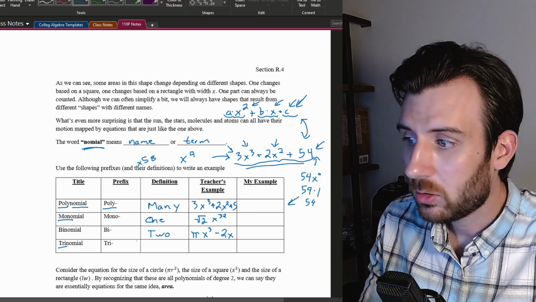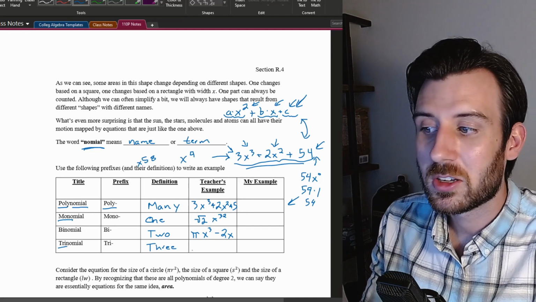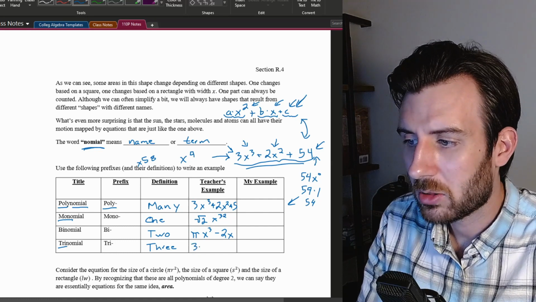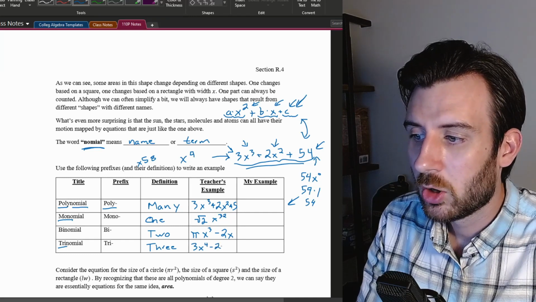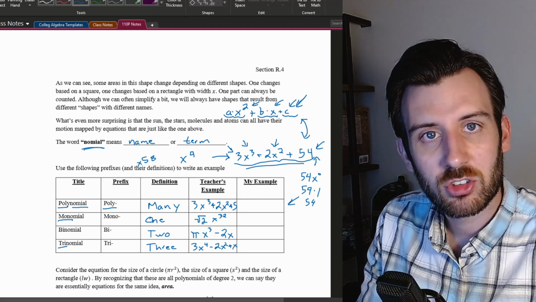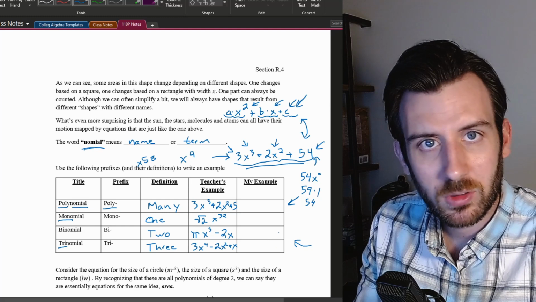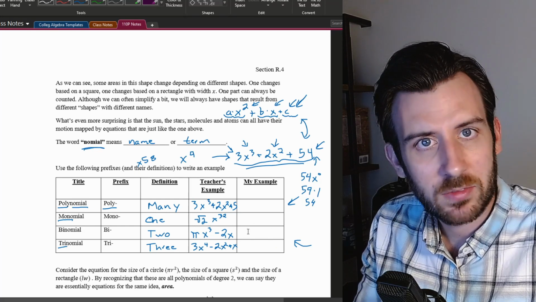Trinomial, like tricycle, means 3. So now I just simply need to have 3 of these shape numbers. I think I'm going to do something simple this time. So we'll do maybe like 3x to the 4th minus 2x squared plus. Those are 3 different shape numbers that are all being created. Come up with your own over here, and as we go through the lesson, come back to this and check to make sure that you've got good examples there when we flesh out these definitions more.